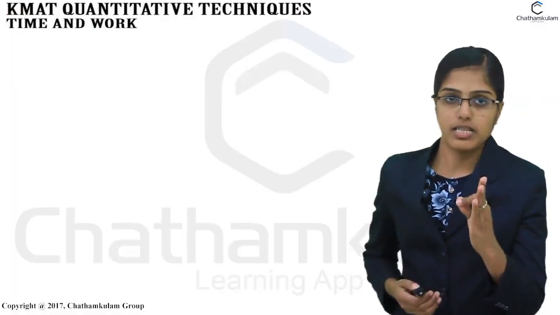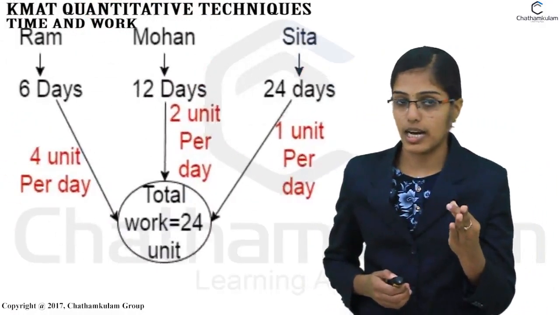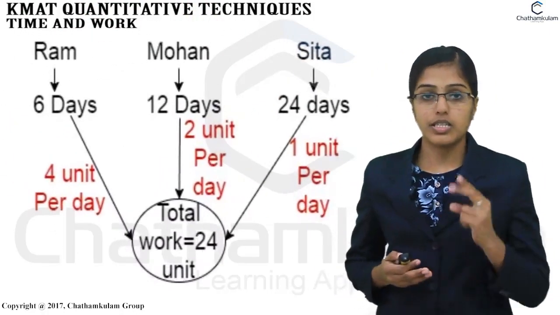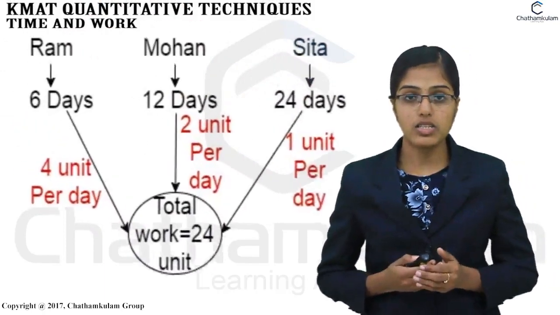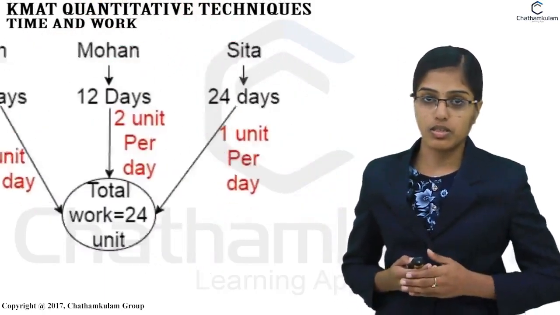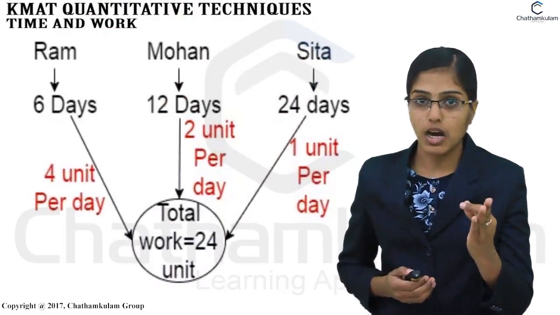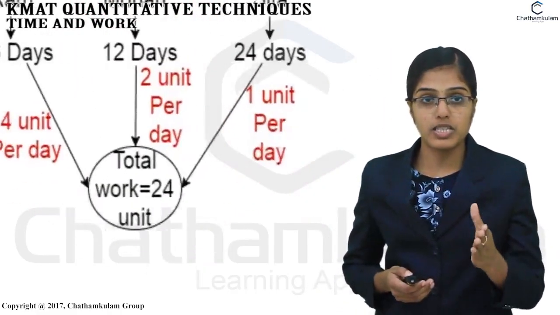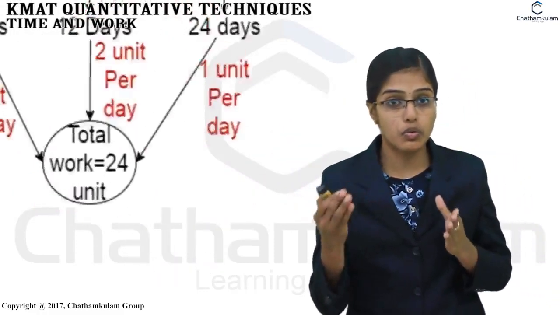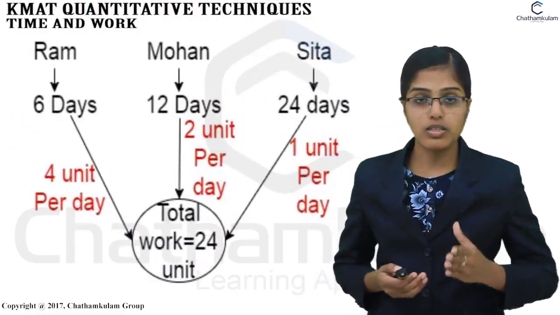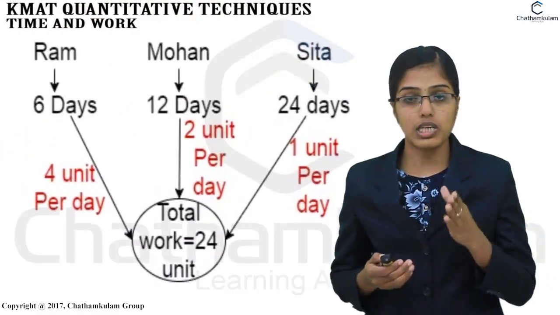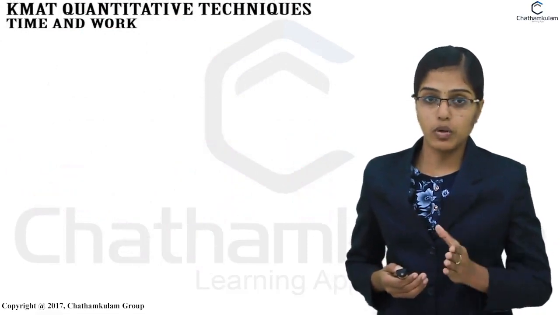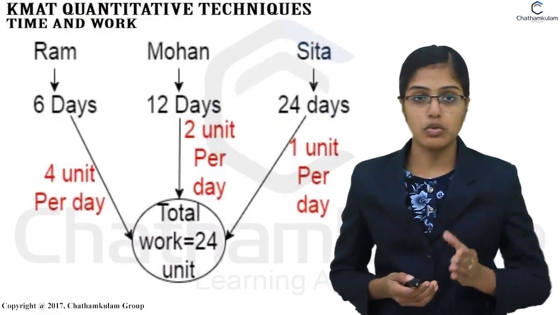There are 3 persons, Ram, Mohan, Sita. Ram takes 6 days to complete their work. The second person, Mohan, wants 12 days to complete their work. And the third person, Sita, wants 24 days to complete their work. Ram also does 4 units per day, Mohan does 2 units per day, and Sita does 1 unit per day. So here, total work is equal to 24 units.